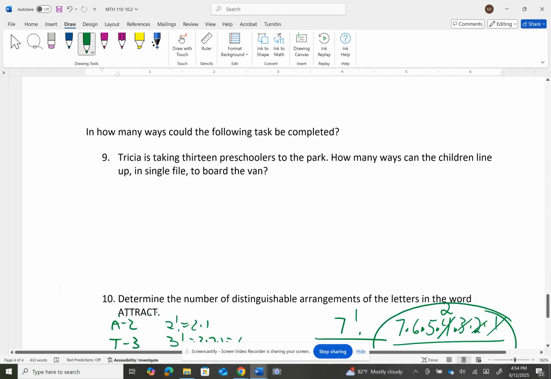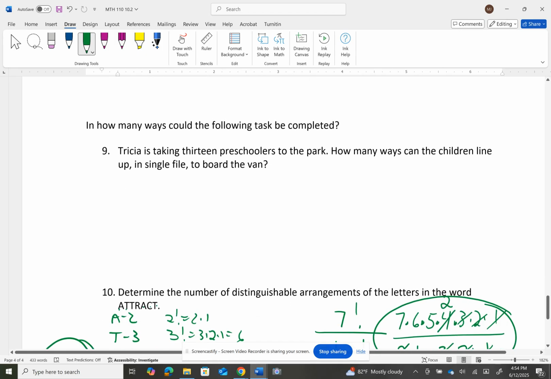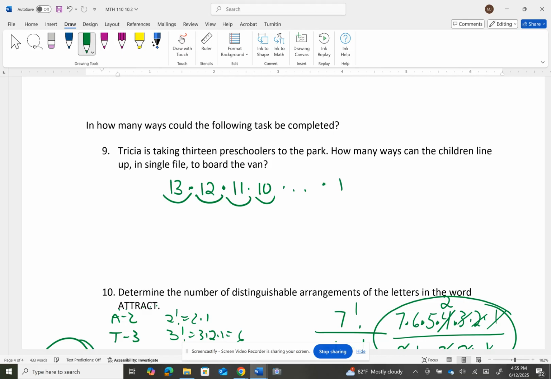All right, let me go ahead in this same video and finish question number 9 while we're at it. Tricia is taking 13 preschoolers to the park. How many ways can the children line up in single file to board the van? Okay, well, first person in line, there's 13 kids to choose from, but then the next place in line, there'd only be 12. Then the next place in line, it could be one of 11. All the way down, right, until I get to just 1 there at the end. So it's 13 times 12 times 11 times 10 all the way down, which is the same as 13 factorial.